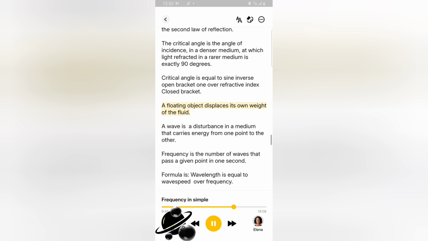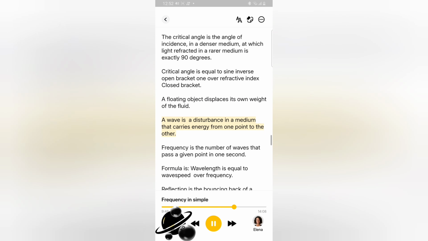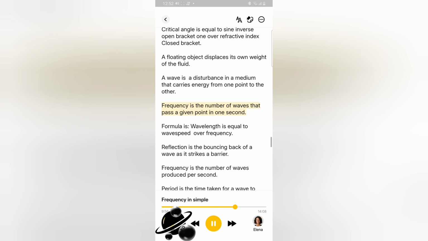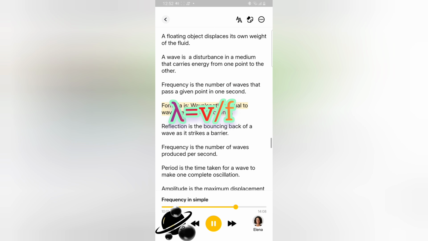A floating object displaces its own weight of the fluid. A wave is a disturbance in a medium that carries energy from one point to the other. Frequency is the number of waves that pass a given point in 1 second. Formula: wavelength is equal to wave speed over frequency.